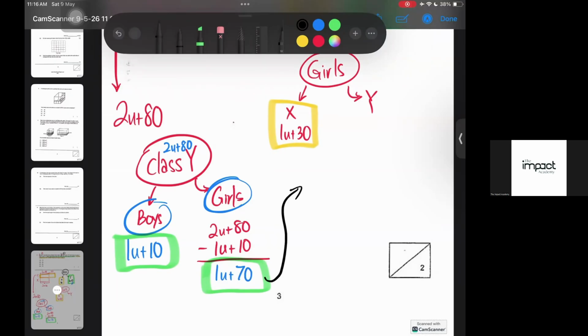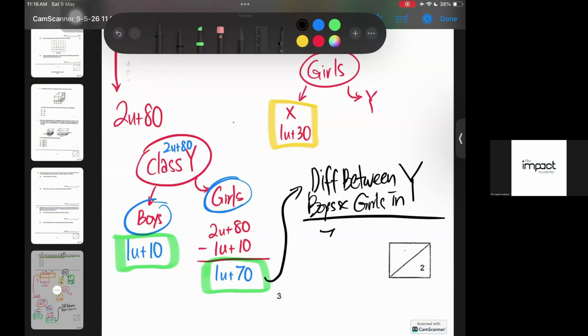So the difference, as you can see over here, between boys and girls in Y is actually how much? 70 minus 10, which is equals to 60. Okay, so that's how you do a question like this.